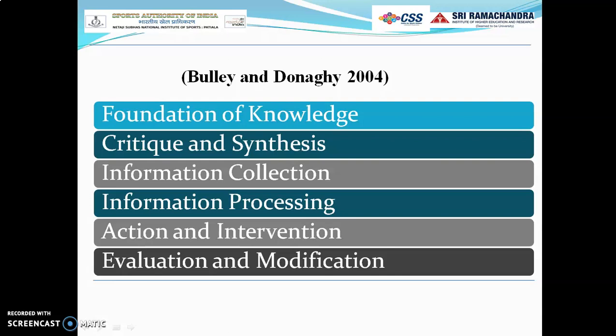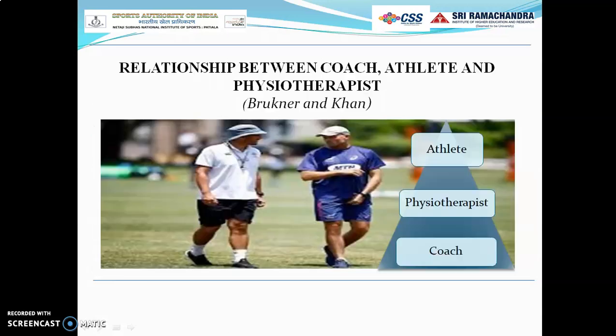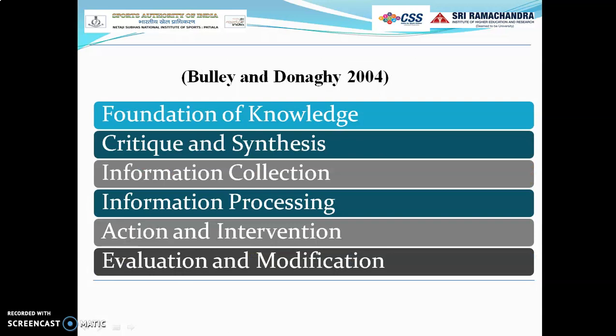Now, let's look at the standards of a sports physiotherapist as described by Bulley and Donaghy et al. in the year 2004. The standards have been classified into 6. What are they? The first is foundation of knowledge. Then critique and synthesis. Then information collection, action and intervention, evaluation and modification. Now, let's move on to detail them one by one.